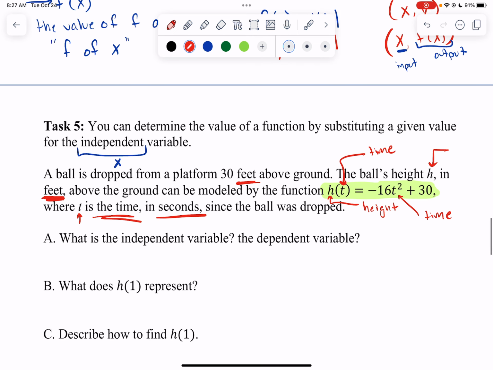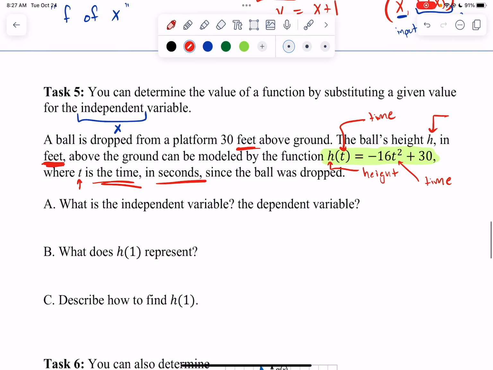What is the independent variable? What is the dependent variable? First of all, my independent variable is my input. This is telling me my input and what I do to it. I take negative 16 times t squared and add 30. So my independent variable in this case is the time, t. Then what is my dependent variable? Here it's interesting. Your dependent variable isn't actually just one variable, it's h of t. It's my output, h of t, which is the height.